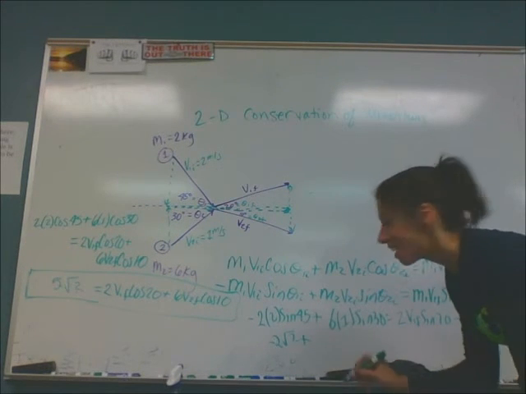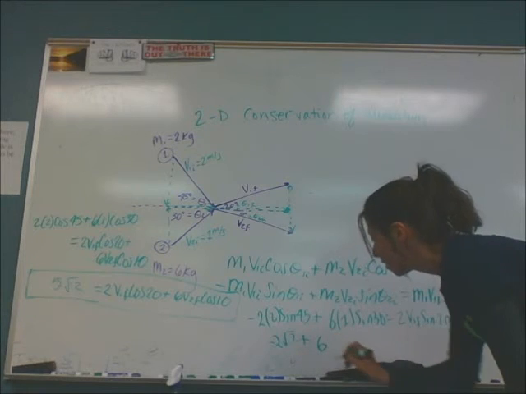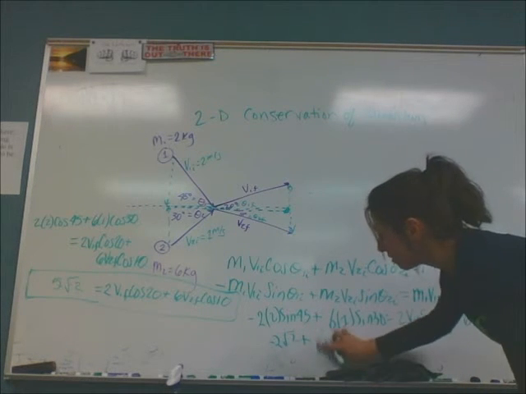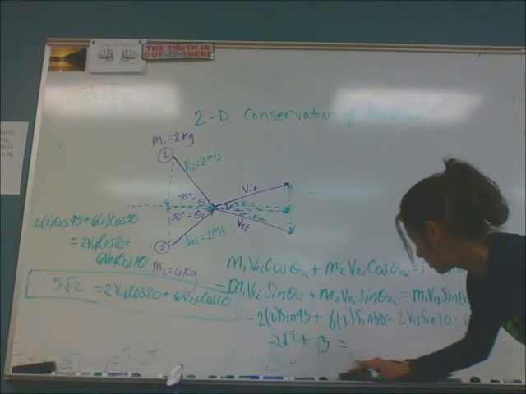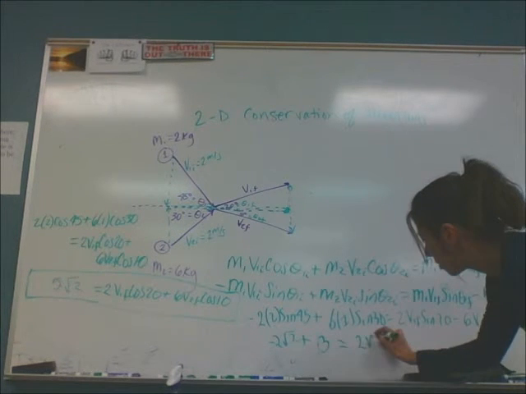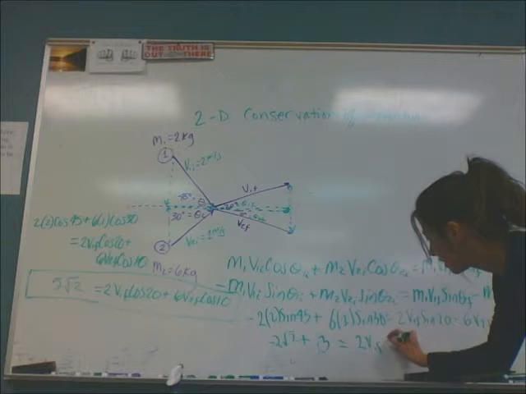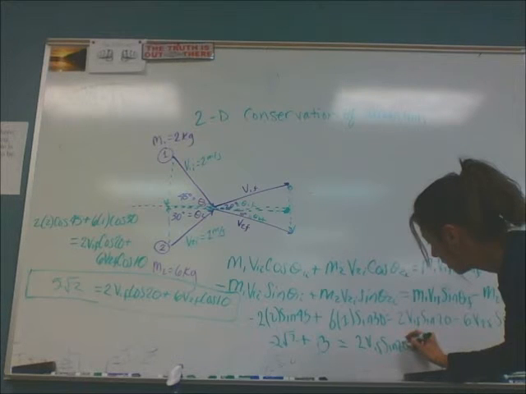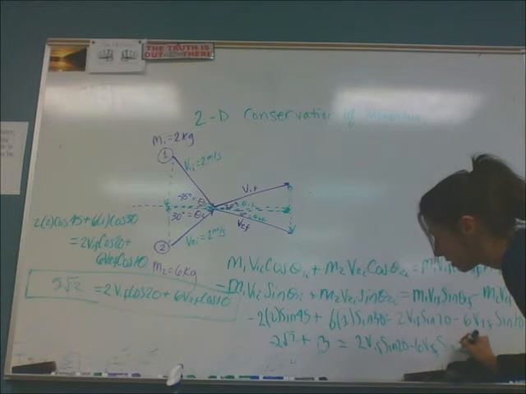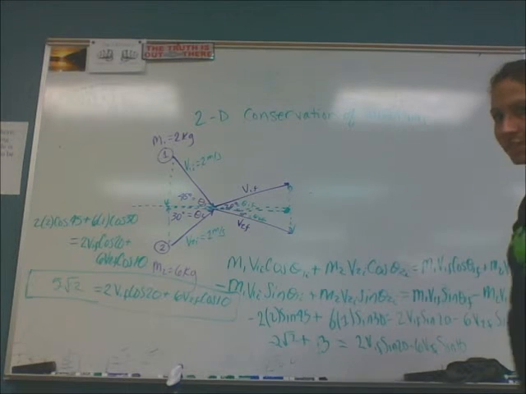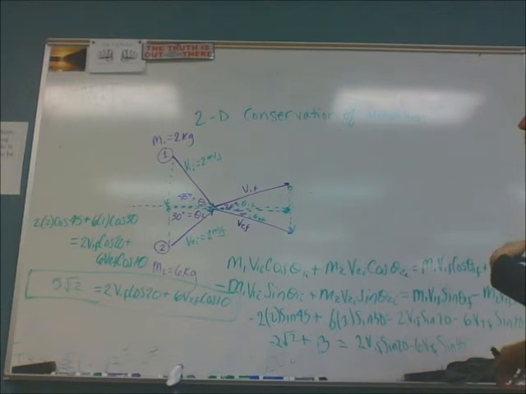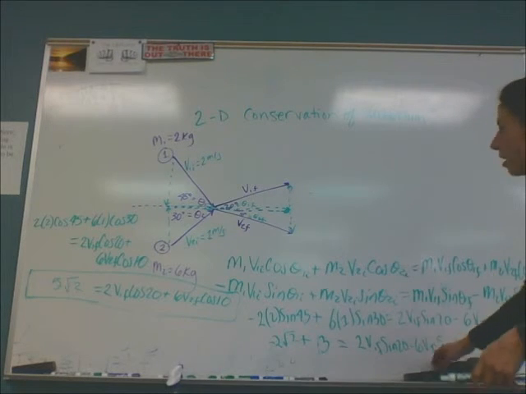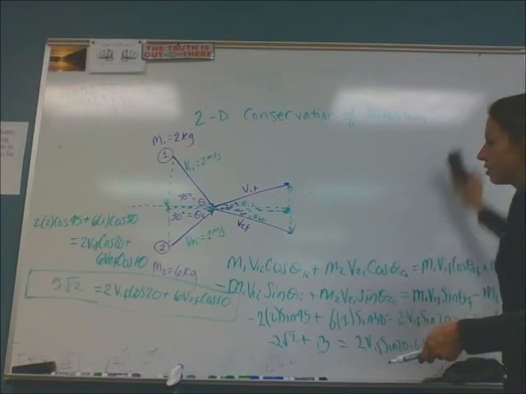Plus 6 sine of 30, where sine of 30 is 1/2, so it's really 6 times 1/2, which is 3, equals 2 v1f sine 20 minus 6 v2f times sine 10. Okay, well that's still pretty terrible, but we can now solve for one variable and then plug it into the other equation.